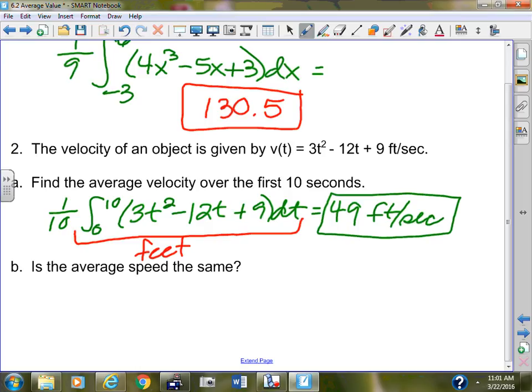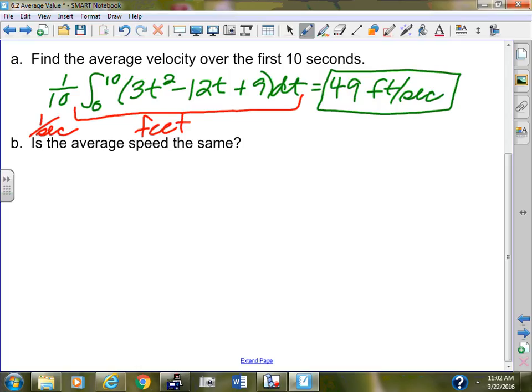Why did it suddenly turn to feet per second then? That 10 seconds. When you do 1 over 10, that is the per second situation. So this right here, per second, multiplied by feet is going to give you the units feet per second for your answer. Okie doke?